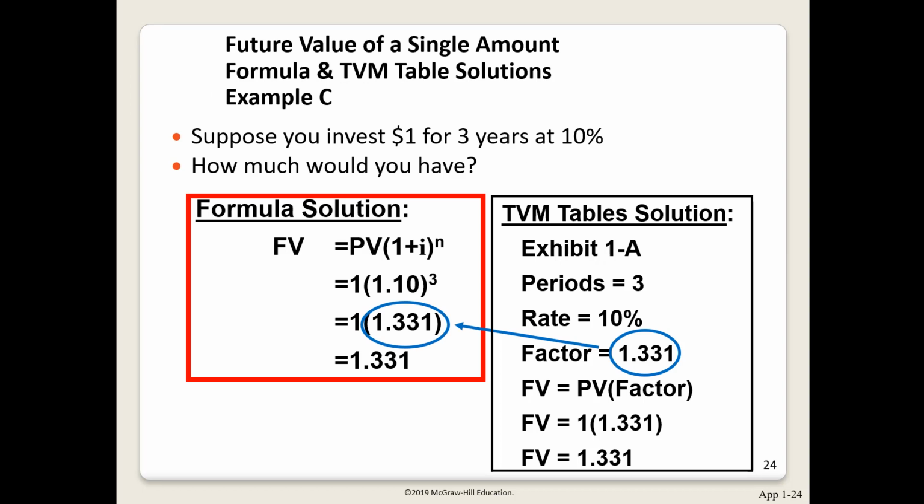Example C on page 33. As shown, suppose you invest $1 for 3 years at 10%. Using the formula, 10% becomes 0.10. N is 3, so the future value is 1.331. You can find this in your calculator by entering 1.10, pressing the Y raised to the X key, 3, equals, and multiplying times 1. Note that our result using the formula with a dollar investment is the same as the table factor, 1.331.